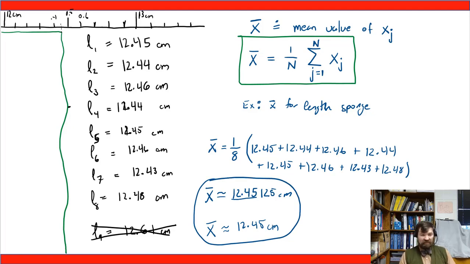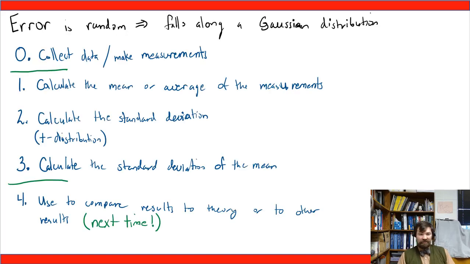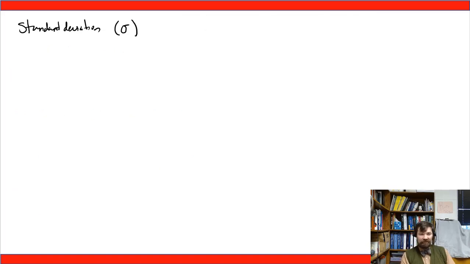All right, so that's the example on how to calculate the mean. The next step is standard deviation. And if you look on your recipe where it says calculate standard deviation, what this is basically telling you is the uncertainty of that measurement. So it's a measure or a metric or a number that tells you the size of the uncertainty of your measurements.